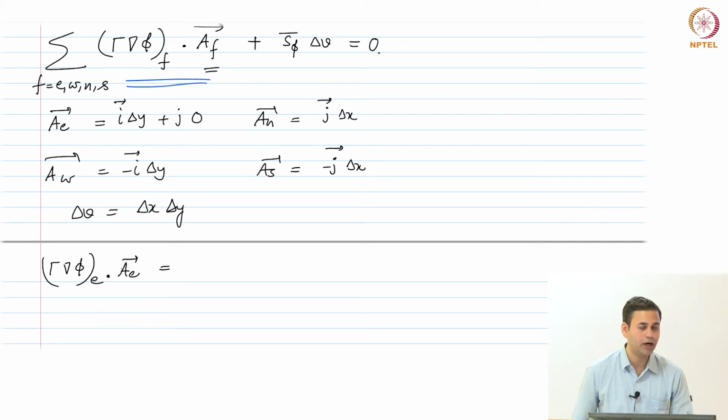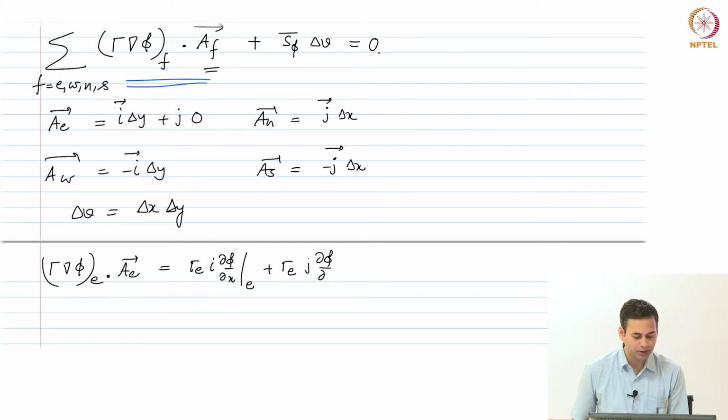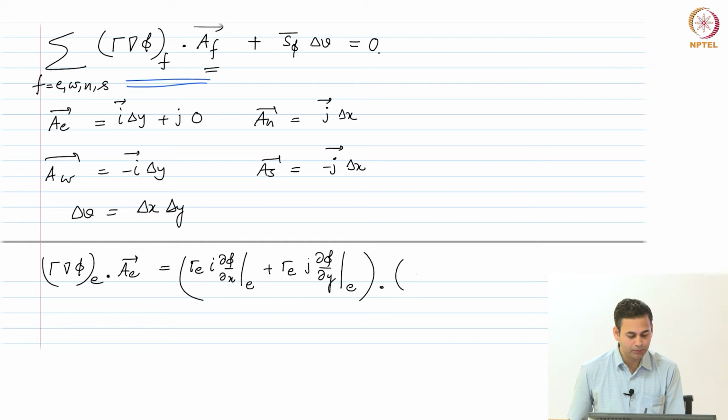What about gamma grad phi east? This is nothing but gamma east, grad phi is i partial x plus j partial y. So, this will be i partial phi partial x evaluated at east, and then we have plus gamma east j times partial phi partial y evaluated at east, times what is AE bar? i times delta y.